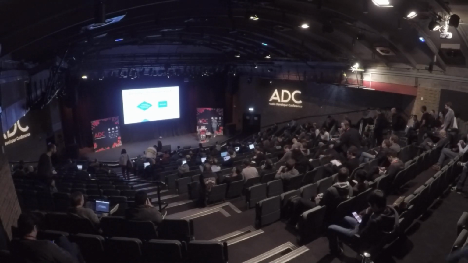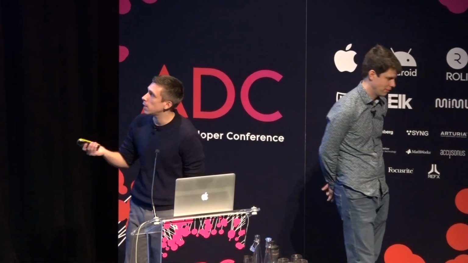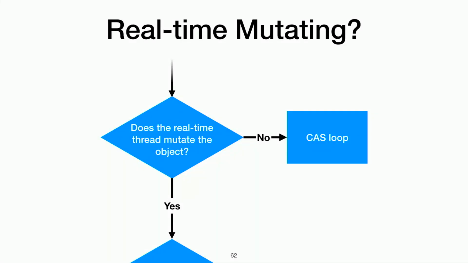Okay, right, so back to our flowchart. We've seen a situation where we might be able to use a try-lock, but if failure to acquire the shared resource is not okay, then we need to move on to the next point. And this is thinking about what thread is actually mutating the object. Does the real-time thread mutate the object? If the answer is no here, we can use this thing called a CAS loop, or a compare and set loop. So here's a really classic example in audio.